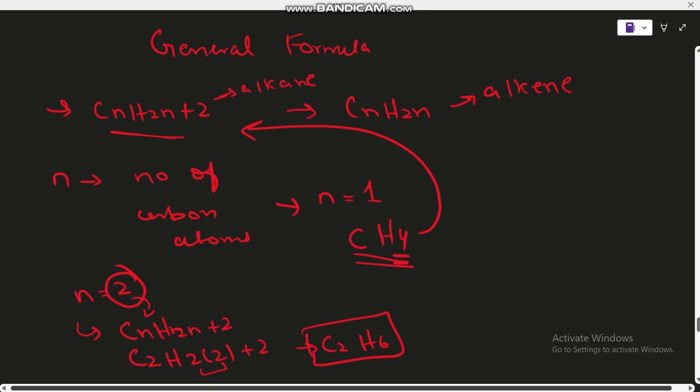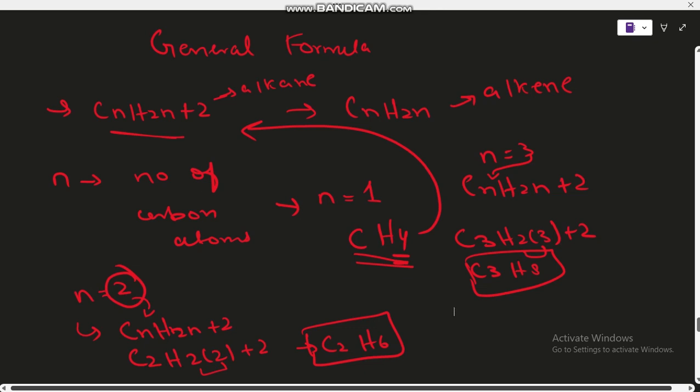So let's say the value of n is 3, what then? Again, we'll follow the same formula. The formula was CnH2n+2, and in place of this n, we'll place 3. So this is C3H(2×3)+2. So this becomes C3, this becomes 6, and 6 plus 2 is 8. This is how, again, we figure out the formula. So this is how the general formula works for alkane.